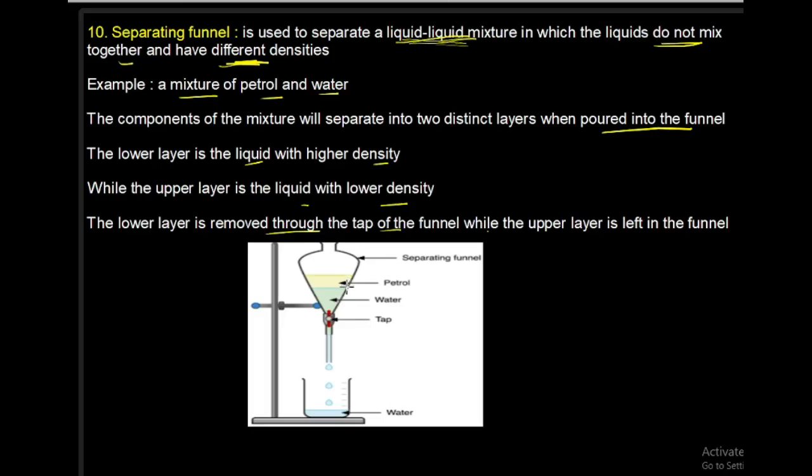So separating funnel is for two immiscible liquids. That's liquids that do not mix together. They have different densities. That's why we see them forming layers, petrol layer and water layer. So to separate them, we use the tap and gently allow the lower layer to move out, leaving the upper layer in the separating funnel.